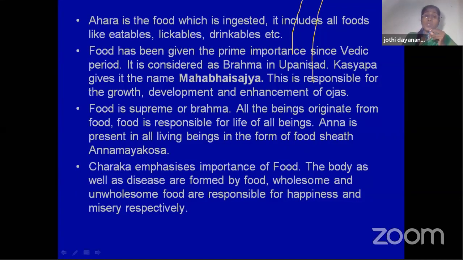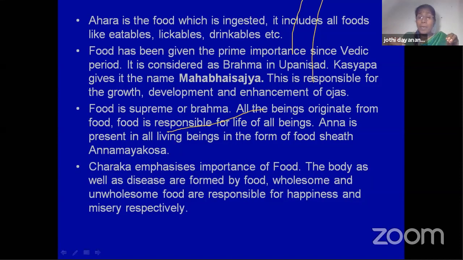So food is said to be the supreme, the Brahma, the creator, the highest. So first respect, even when they eat, food should be above you; some of them used to say it should not touch your feet, something like that. Some way or the other, they had certain methods of eating and respecting that. And all beings originate from food. Every insect, tree, plant, animal, human, everybody gets originated from food, and food is responsible for the life of all beings.